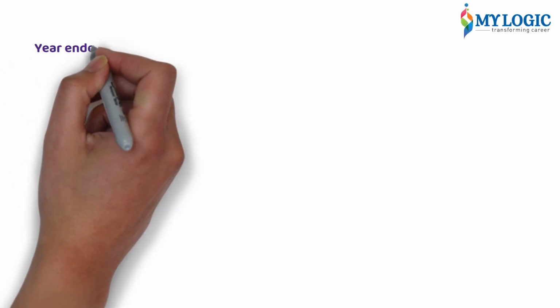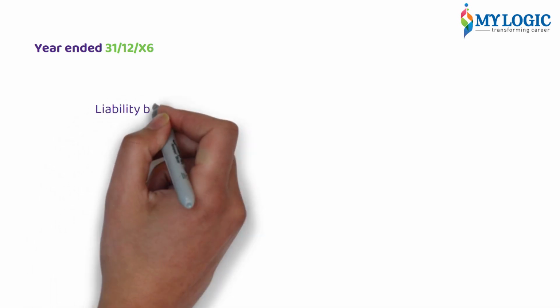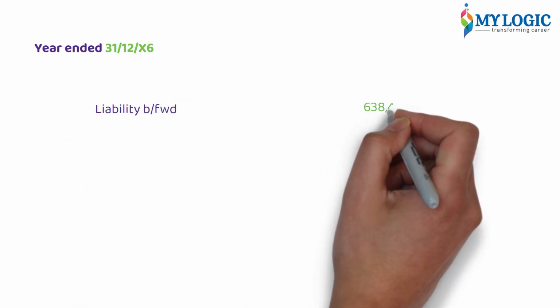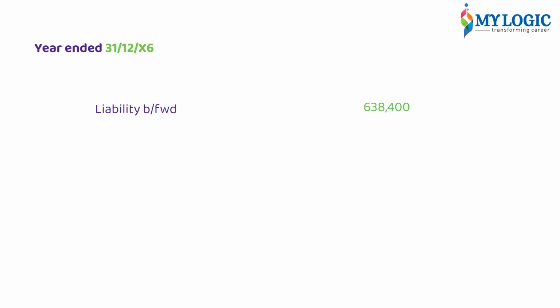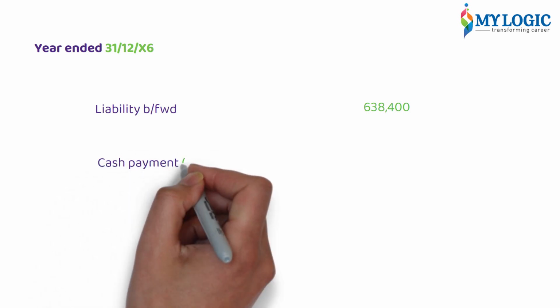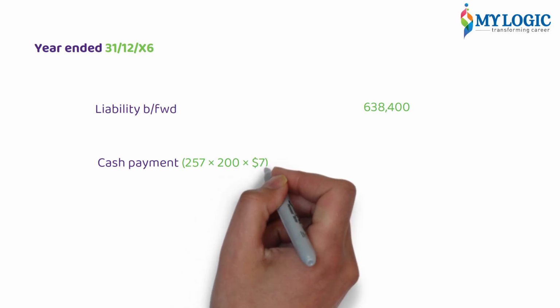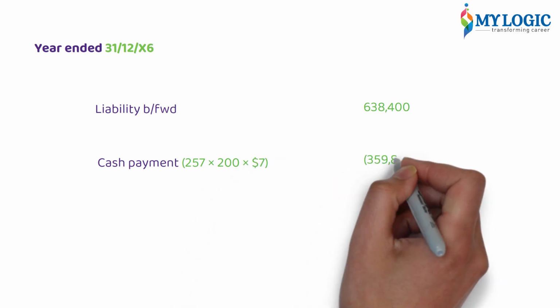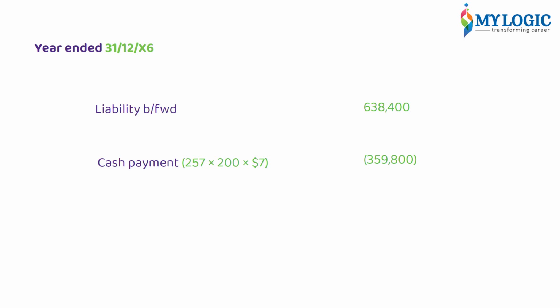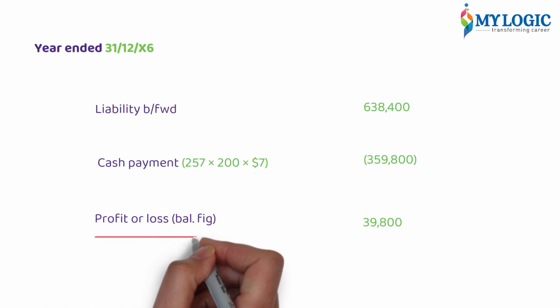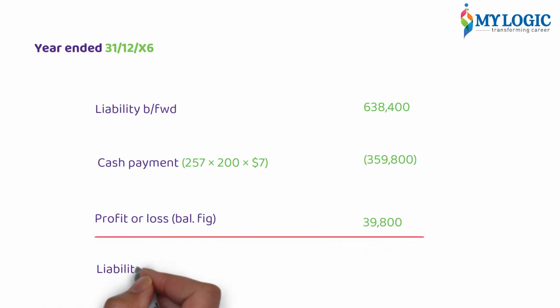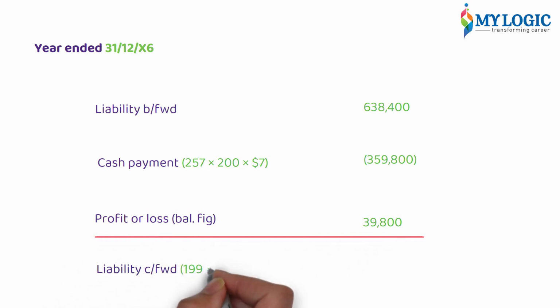Year ended 31st 12/2016. Liability brought forward 638,400. Cash payment 257 multiplied by 200 multiplied by $7, 359,800. Profit or loss, balancing figure 39,800. Liability carried forward 199 multiplied by 200 multiplied by $8, 318,400.